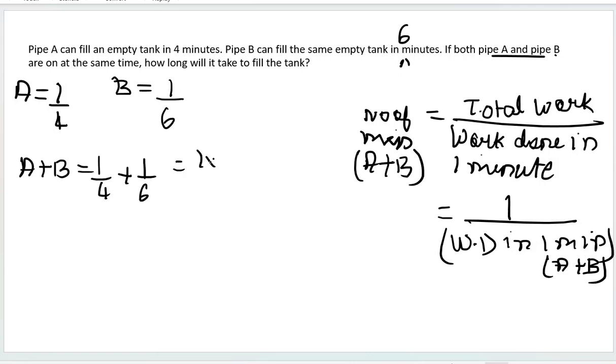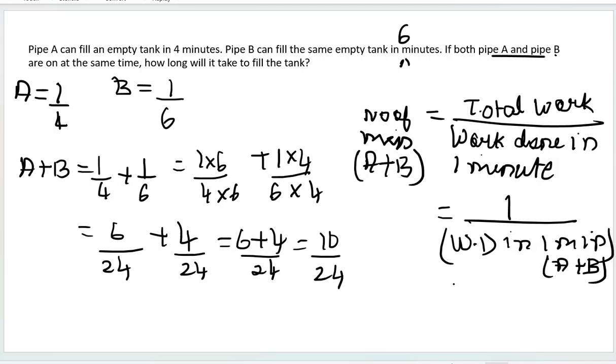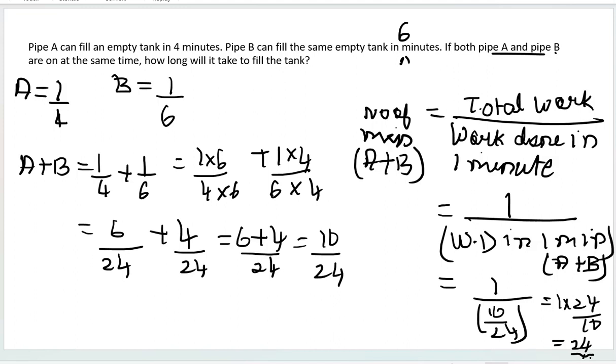We cross multiply: 1 into 6 plus 4 into 1, over 4 into 6. 6 ones are 6, 4 ones are 4, upon 6 fours are 24. This will be 6 plus 4 with base 24, which is 10 upon 24. So this will be 1 upon 10 out of 24. Again we take 24 out of 10. This will become 24 by 10.